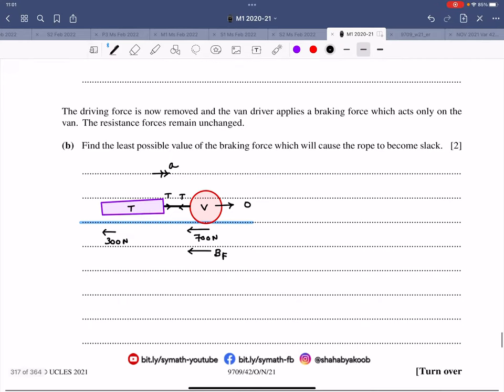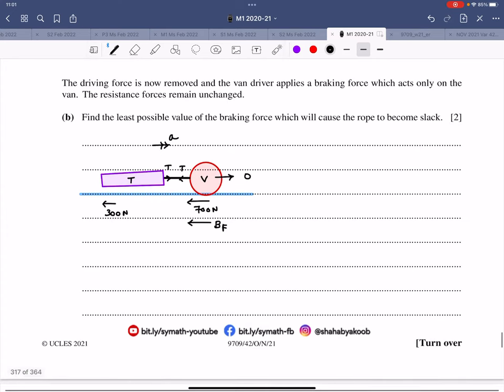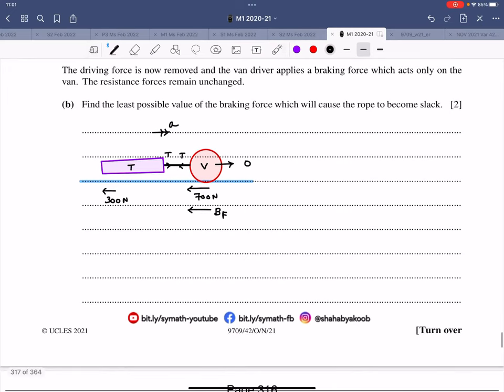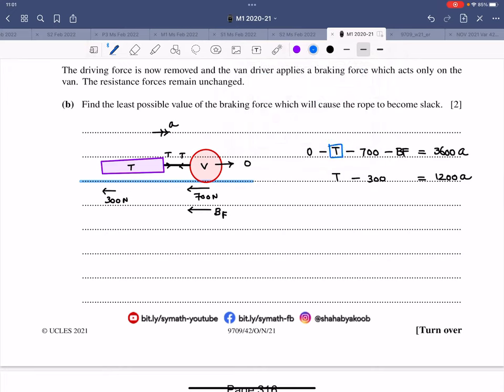And now, first of all, that means it's going to decelerate, that's for sure. But this time the tension is zero. So you're working as zero minus T minus 700 minus braking force is equal to mass into acceleration, that is 3600 A. And similarly, tension minus 300 is equal to mass into acceleration. Now, you don't need the system velocity, acceleration or the braking force at this moment.